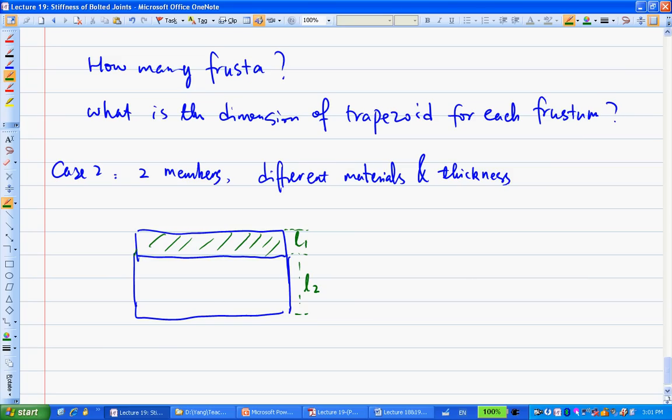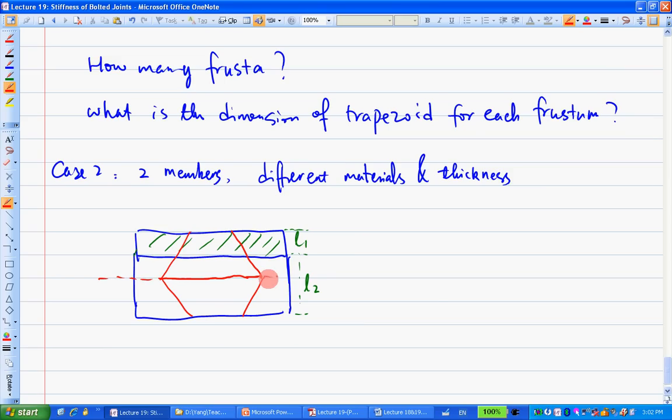And we're trying to calculate the stiffness of this member here. Let's go over the process again. The first step is to draw the pressure cone across the members being clamped. Here I simplified a little because I considered that I don't have any washer. If you have a washer, the pressure cone needs to include the washer. So in this case, let's draw the pressure cone here, and the center line is somewhere here.